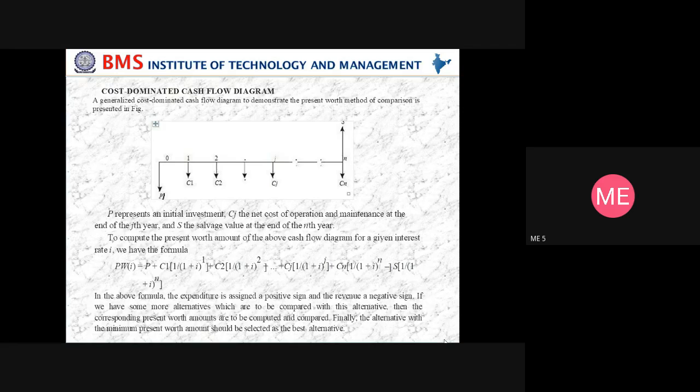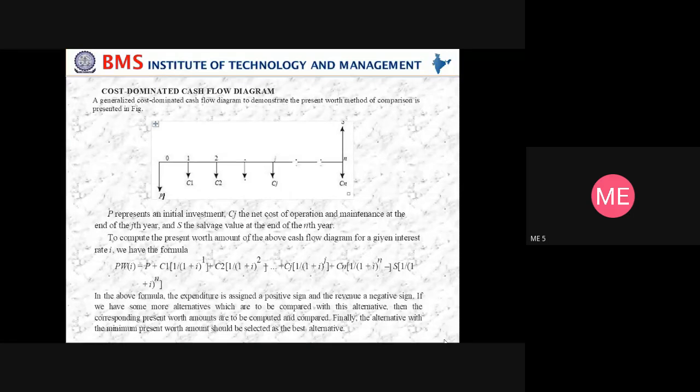And if you have any more alternatives to be compared with this alternative, then the corresponding present worth amounts are to be computed. That is, present worth amount 1 for alternative 1 and present worth amount 2 for alternative 2 are computed and compared. Then we need to find the minimum of these two, and the one which gives the minimum present worth will be selected as the best alternative.